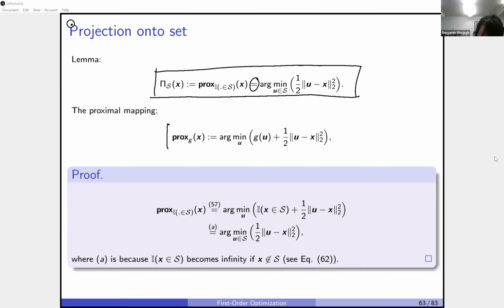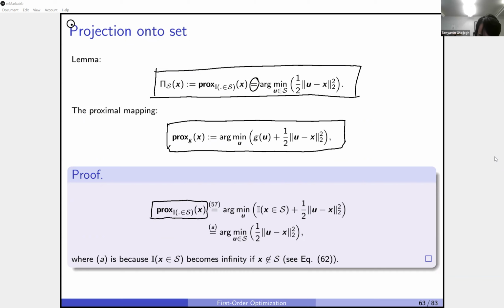This was the proximal mapping that we introduced, we defined a few slides ago. Now, let's start with the proximal mapping of the indicator function, the left-hand side here. According to the definition of proximal mapping here, we have this. I'm replacing function g, because function g is the indicator function here, with the indicator function of x belonging to the set S, right?